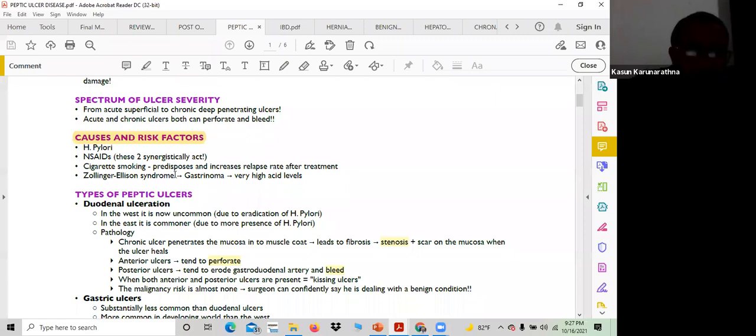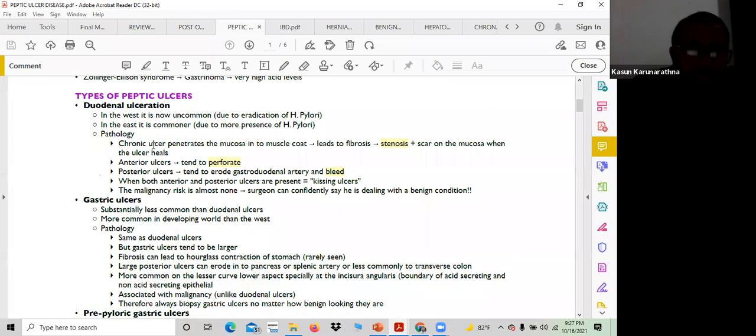Peptic ulcers consist of duodenal and gastric ulcers, right? Duodenal ulcers are commoner than gastric ulcers when it comes to peptic ulcer disease. They can extend to the muscle coat and lead to fibrosis and stenosis, right? Anterior ulcers tend to perforate, posterior ulcers tend to erode the gastroduodenal artery and bleed, right?